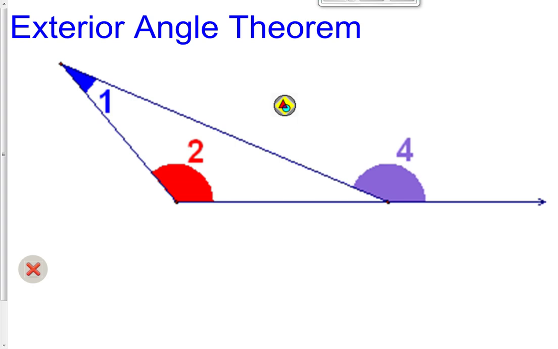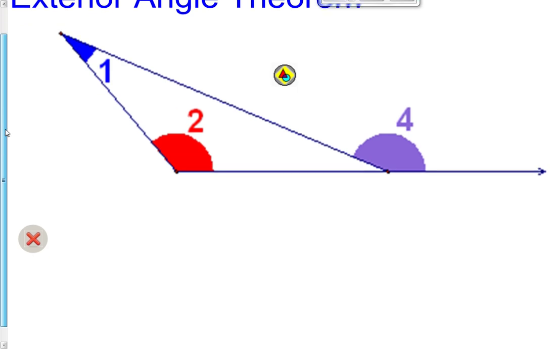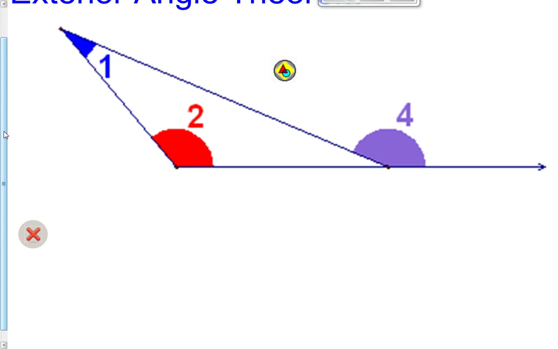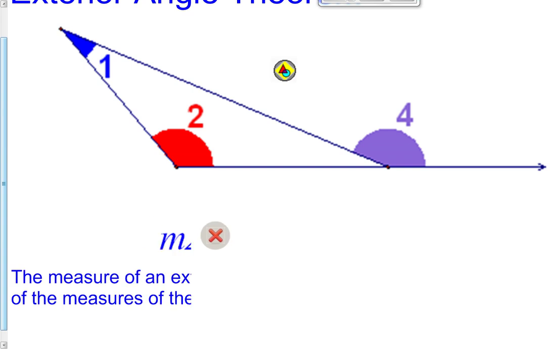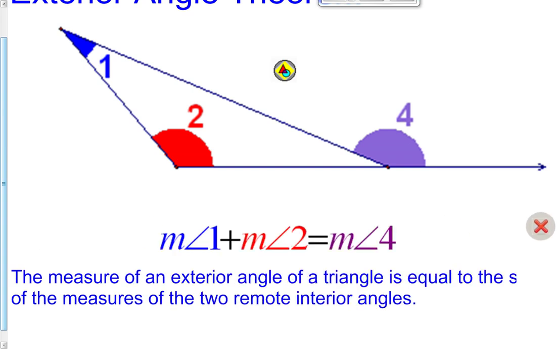So the exterior angle theorem says that if we add up angle 1 plus angle 2, it equals the measure of the exterior angle, which is angle 4. Angle 1 plus angle 2 equals angle 4. And let's break this down for a moment. I think it'd be beneficial.